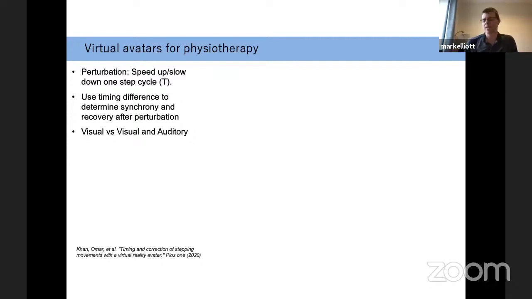So if there's a strong correction, we know that the effect of the avatar is good. If they drift away, we know that they're not really following the timing of the avatar. And then finally, we had a visual condition, which was just the avatar, and then a visual and auditory, where we had the avatar plus some footstep noises when the events occurred.